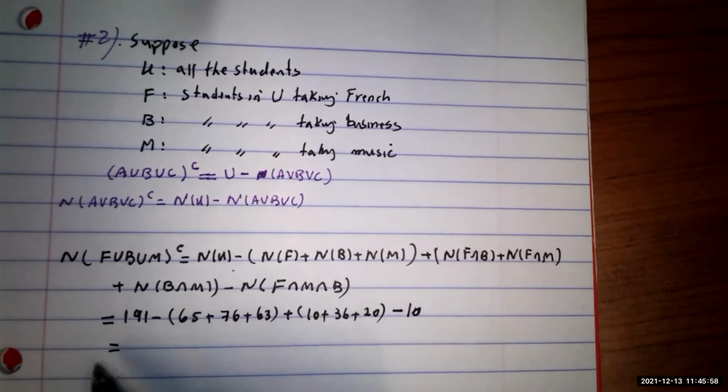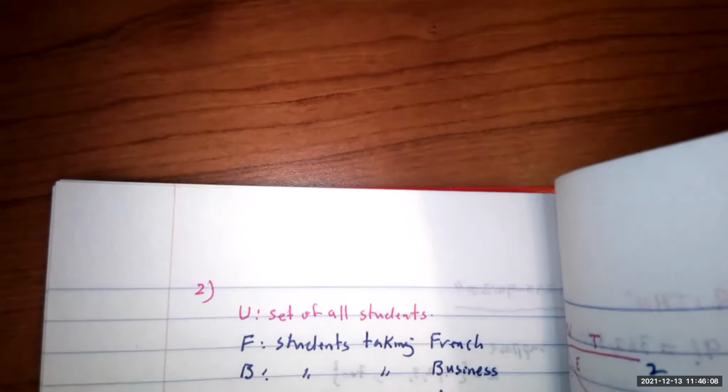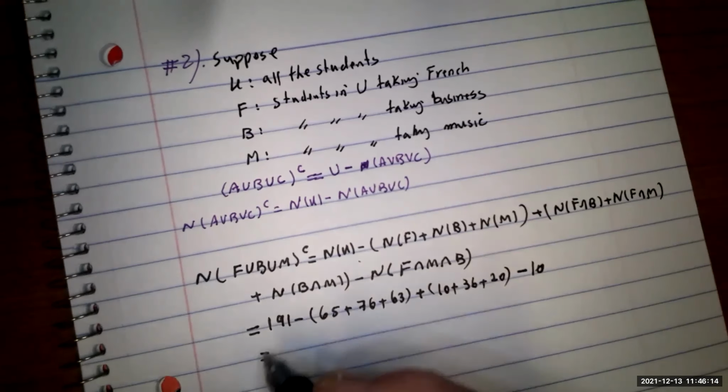Okay, you just put this together and you get the total number of that one. So let's just double check this number that I have. So 191, yeah, you get 51. The final answer is 51.